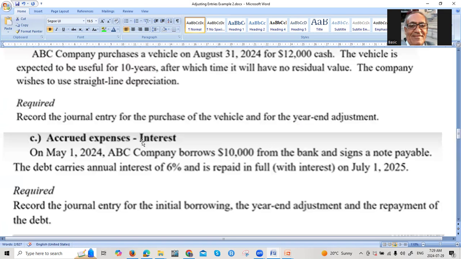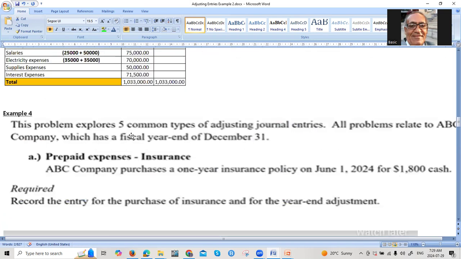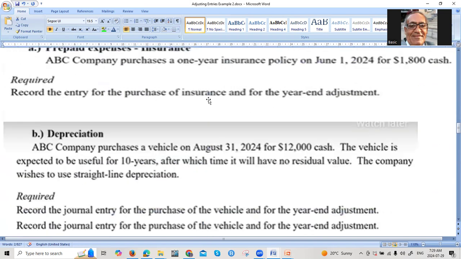Please pay attention here, because this is very important. The accrued expenses. On May 1, again, we will calculate. If I pay on May 1 for 1 year or whatever, I don't care about the 1 year. I care only about the part of the year from the date the transaction started till December 31. That's what I care about.